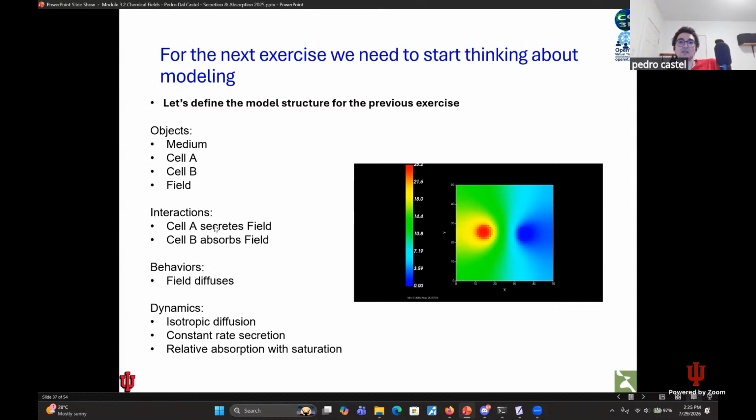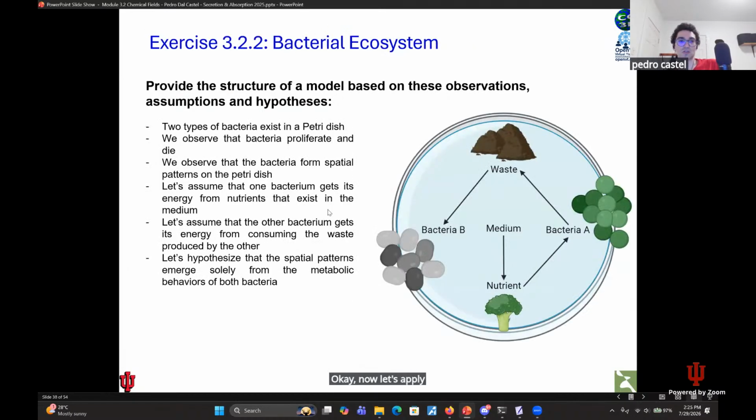Okay. Now let's apply this to a more complicated model. I'm going to ask you to provide the answers in the chat. We have two types of bacteria in a petri dish. We observe that both bacteria proliferate and die. This is an observation from a microscope, whatever. And we observe spatial patterns emerging on the petri dish.